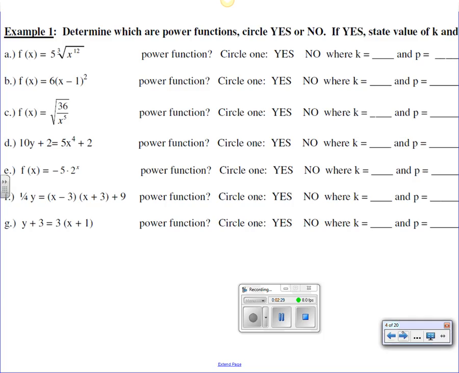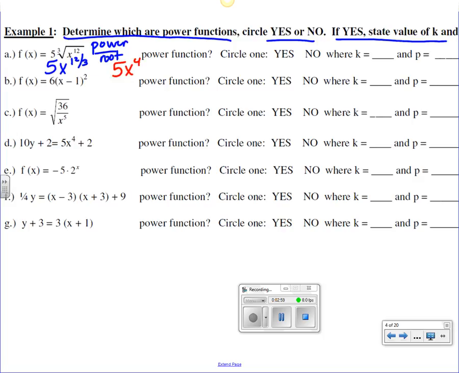All right, this next part is what's important. This is what's going to be on your test, this section. Determine which are power functions. Circle yes or no. If yes, state the value of k and p. Okay, so this first one. You do need to do power over root to give it an exponent. So it's going to be x to the 12 over 3, and the 5 drops down. Well, 12 divided by 3 is 4, so that's simply 5x to the 4th.